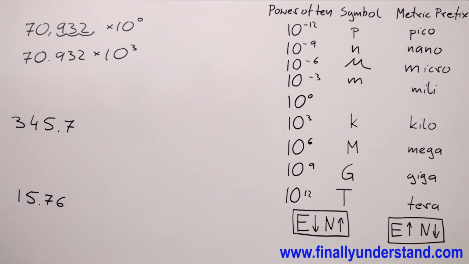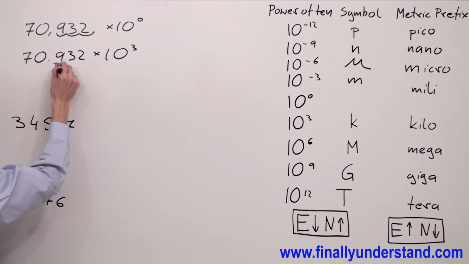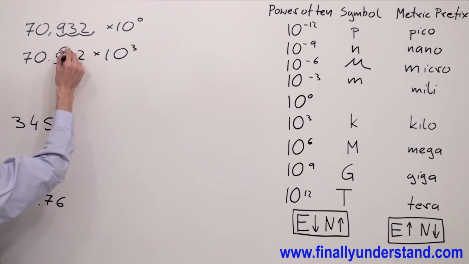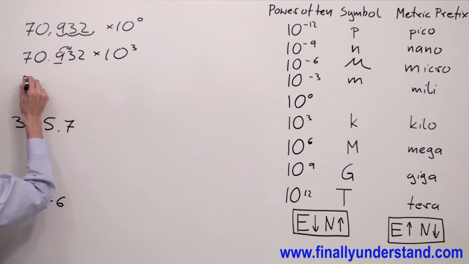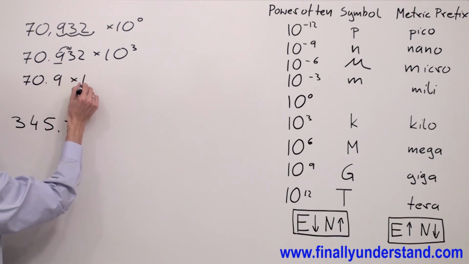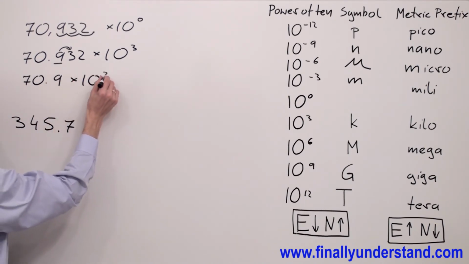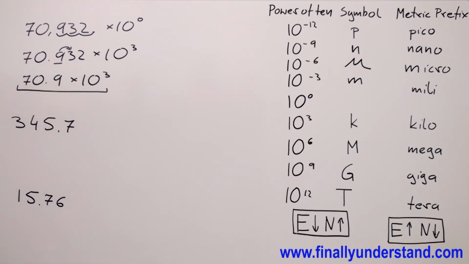We said this number has to be round to the 3 significant figures. The 3 significant figures are 1, 2, 3. This is my rounding position, and I'm supposed to check what number is behind of it. If the number behind of my rounding position is less than 5, I'm supposed to write my answer like 70.9 times 10 to the third. And this is the solution to my problem. Let's take a look at this second example.